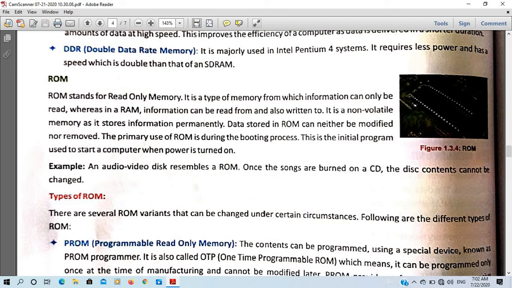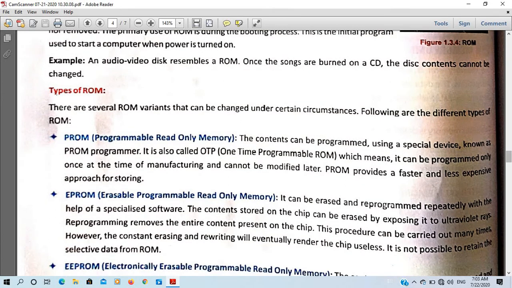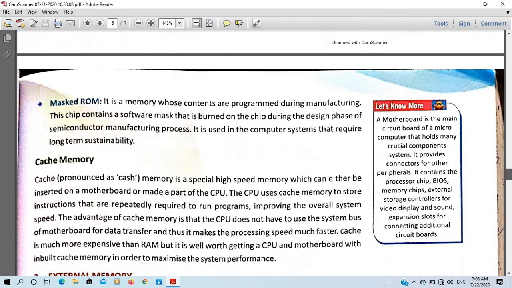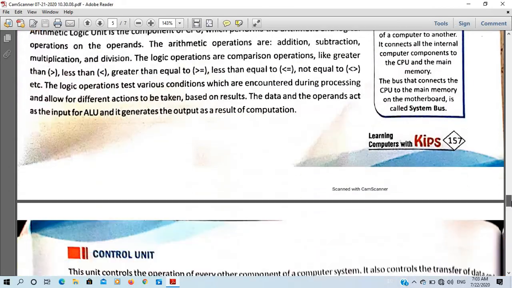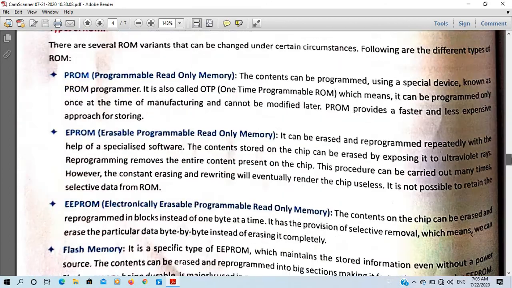So there are also different types of ROM. You can see an example of ROM here: an audio video disc ROM, one song burned to the CD. It is permanently there. Now, types of ROM: PROM, EPROM, EEPROM, flash memory and mask ROM. I think this is our last topic that we are going to cover today. So let's see.